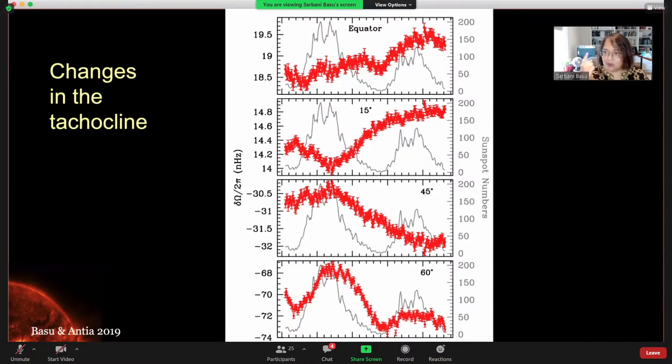Two things stand out. One, three things actually: one, that the jump changes. Two, that the change is different at different latitudes. And three, which is the most astounding feature of all, is that the change is not the same in each cycle. So cycle 23 and cycle 24, the changes are similar only at 60 degrees. But look at the equator. The cycle 24 change is much larger than cycle 23, yet cycle 24 was a weaker cycle.